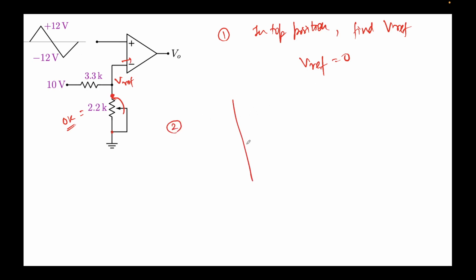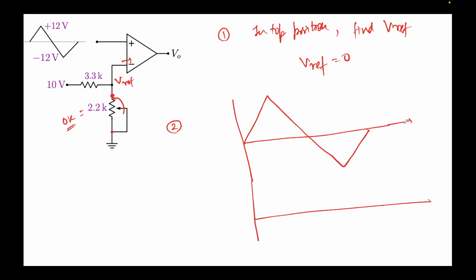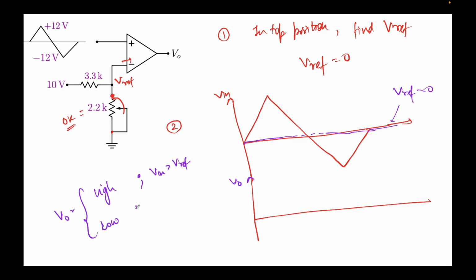So let's do that. So this is your input waveform. I'm only drawing one cycle because that is what we bother about, right? So this is your V in, and let's draw Vref in a different color. Vref is what? 0. So I'll draw this here. This is Vref equal to 0. So we know what will the output voltage be? The output voltage V naught equal to high when V in is greater than Vref. V in is the positive terminal, so when V in is greater than Vref, it will be high. It will be low when V in is less than Vref.